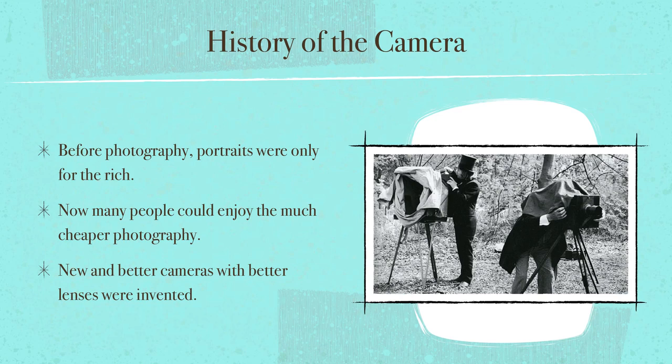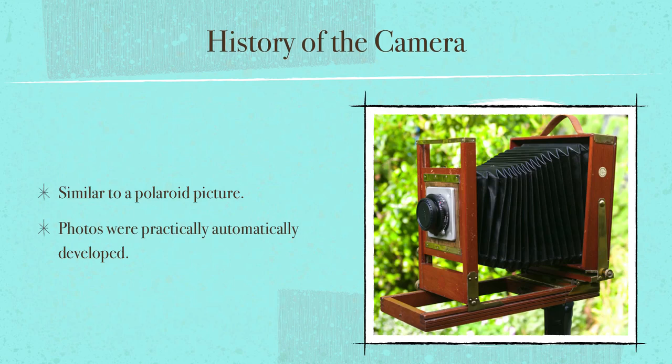New and better cameras with better lenses were invented with each decade. Decade after decade, in the late 1800s, more cameras were created, and you can see here the old type of camera. But these cameras were really slow, and some were even similar to a Polaroid picture, where they would have these plates of film that they would slide into the camera, similar to this one, and the cameraman, the operator, would click the shutter, click the camera, and it would take a few seconds for it to capture the image.